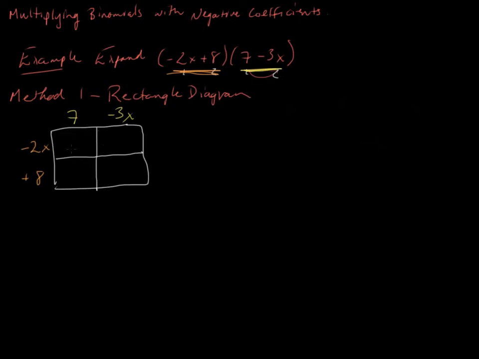So going back to our rectangle diagram again, to fill in this little quadrant up here, we're going to multiply the two terms that correspond with it, right? So this would be minus 2x times 7.